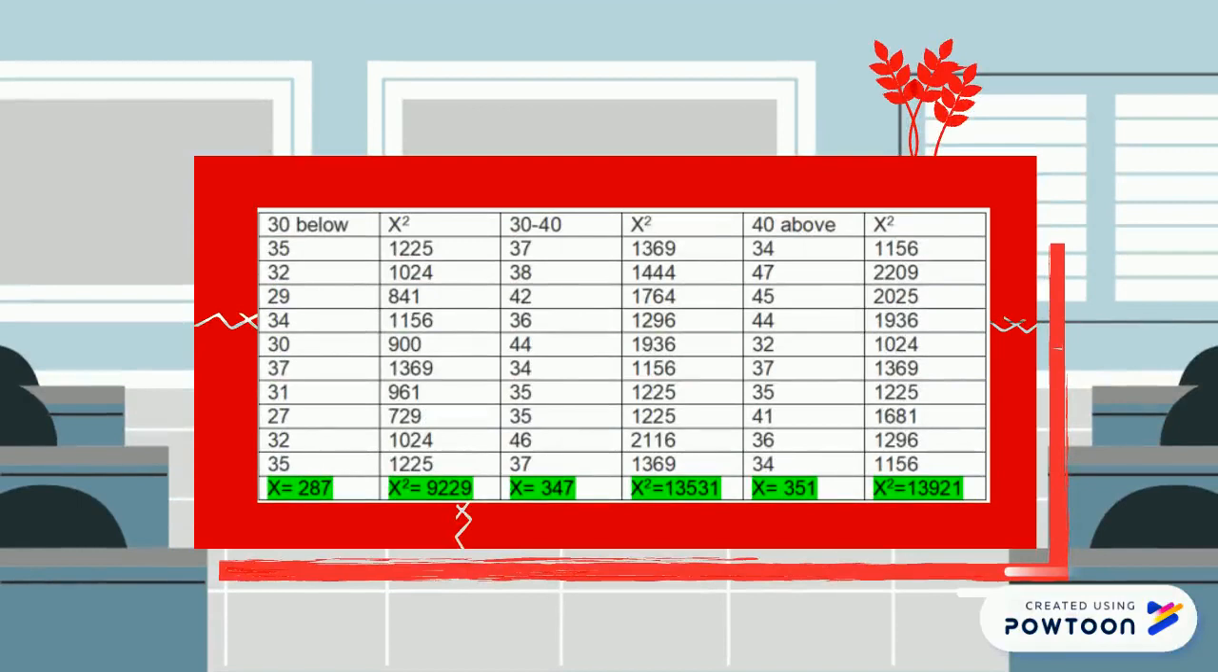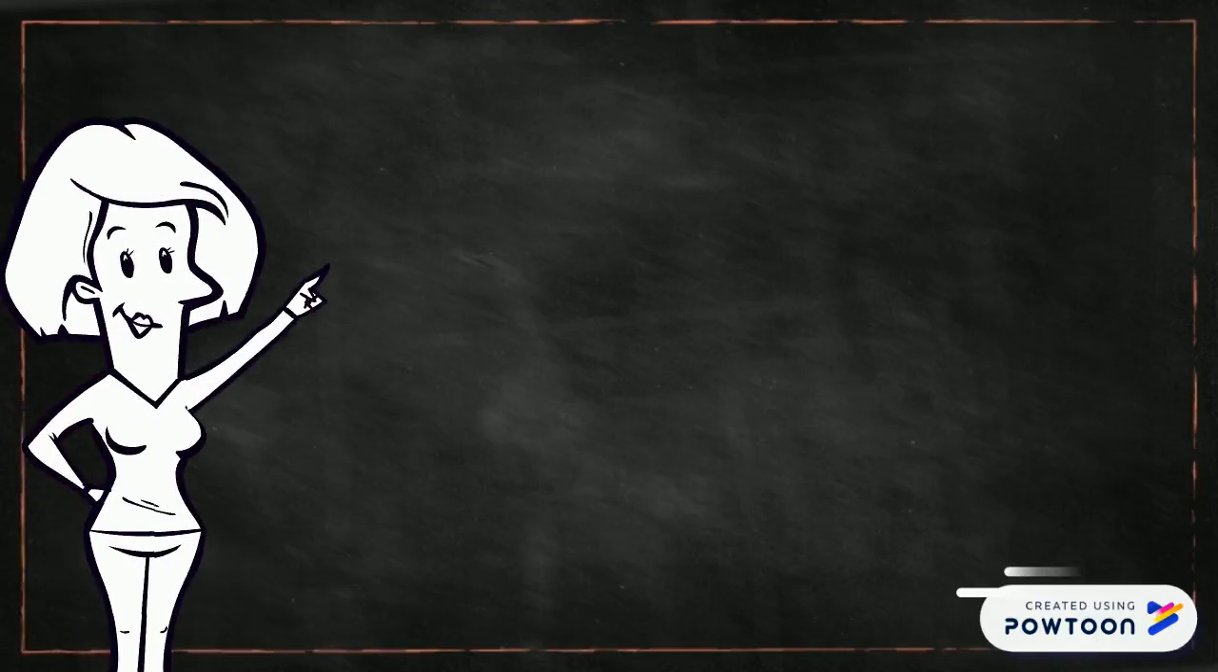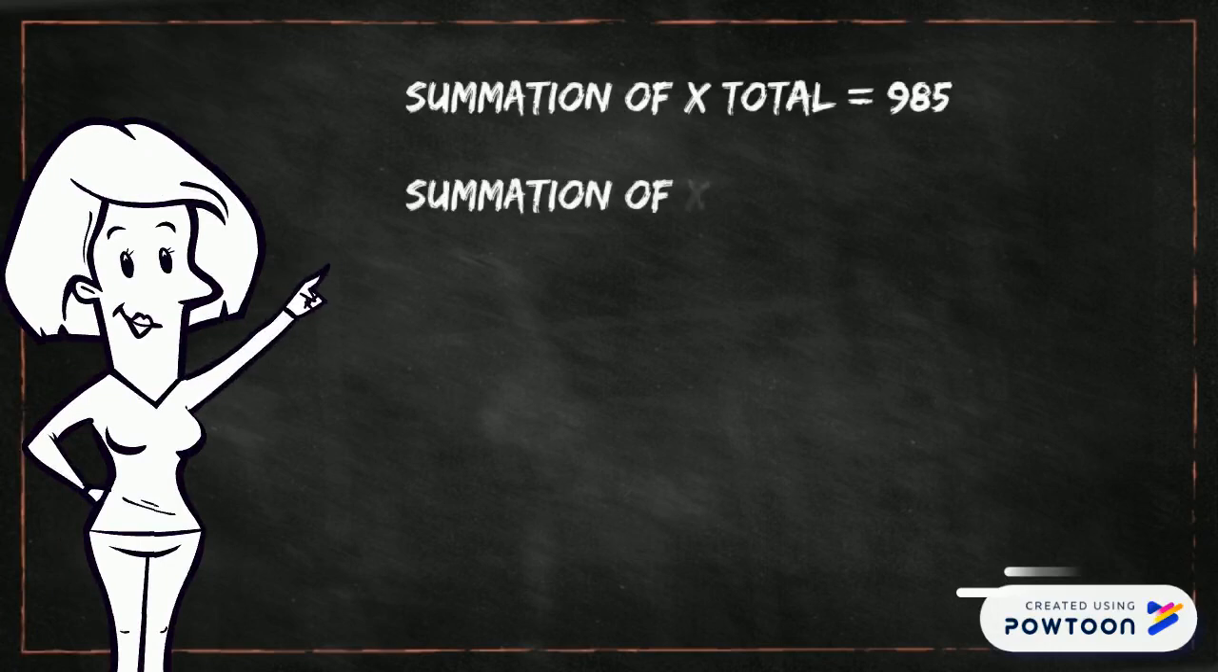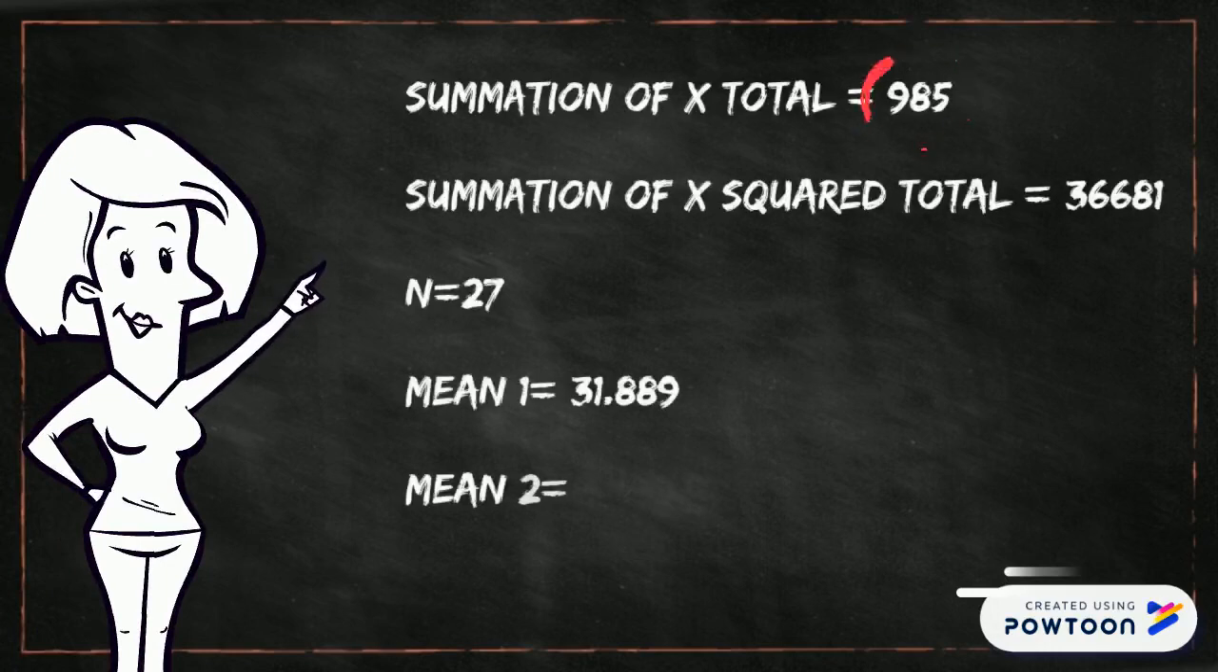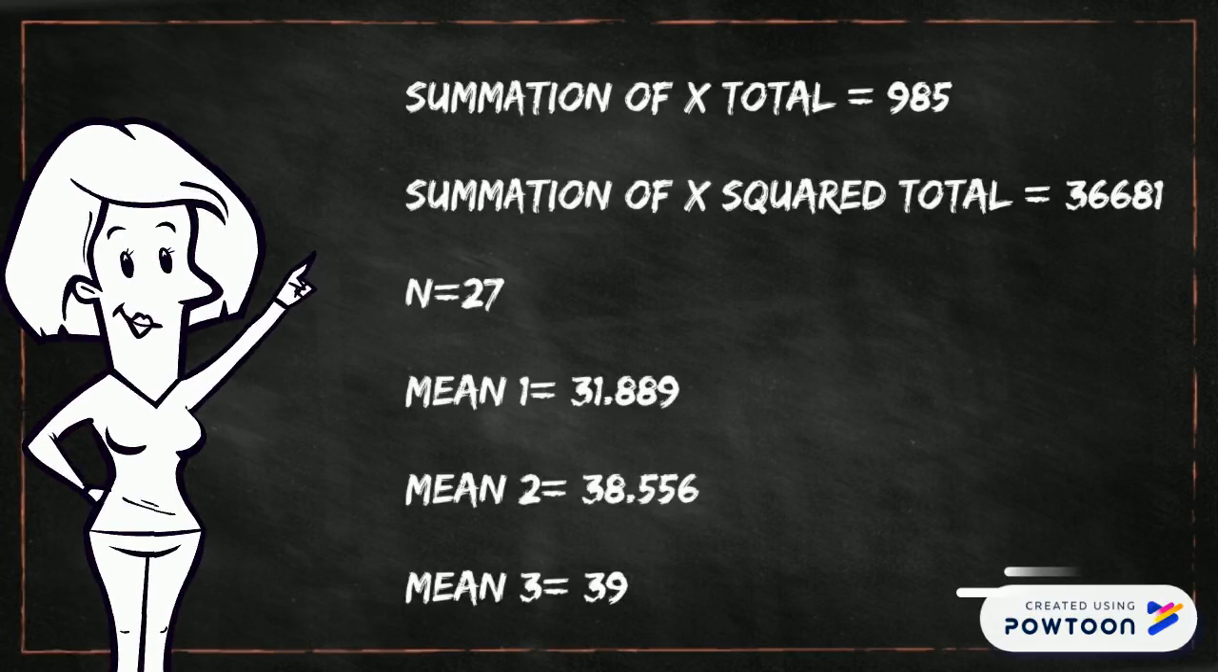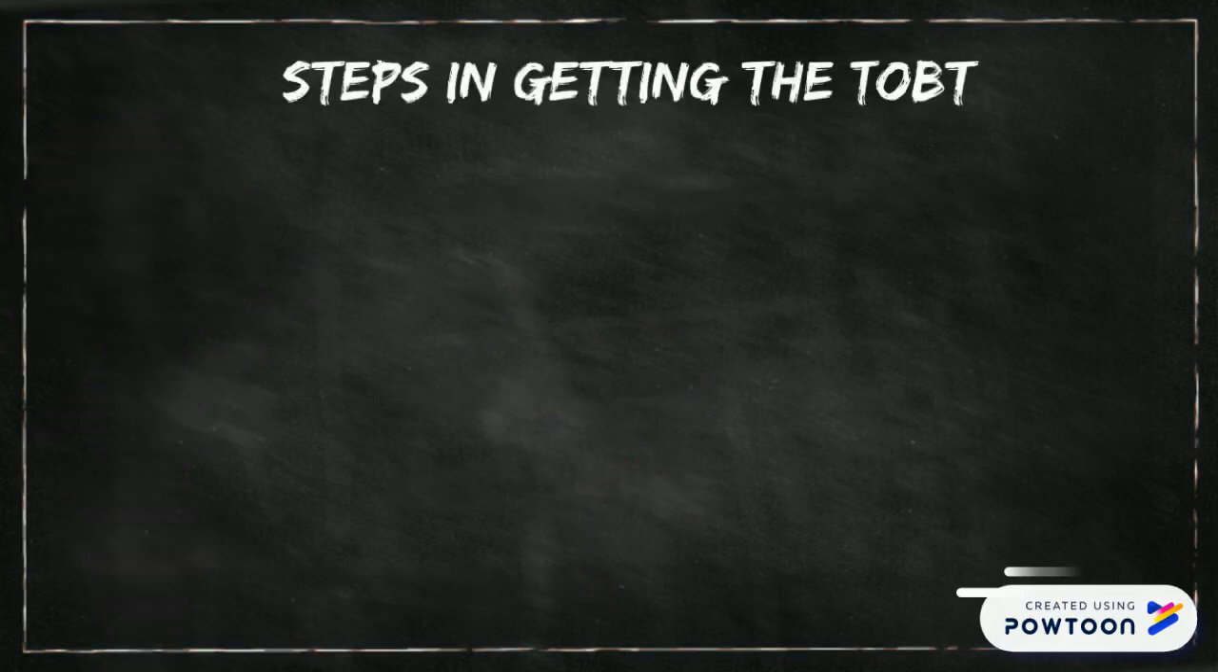In order to compute for the F obtained, we'll have to square all the scores and sum all of them. Then we'll get the summation of X total, which is the result when we add all the summations of X, the summation of X squared total, which is the result when we add all the summations of X squared, then the N, which is the total number of respondents, and mean 1, 2, and 3. We are now able to compute for the F obtained.